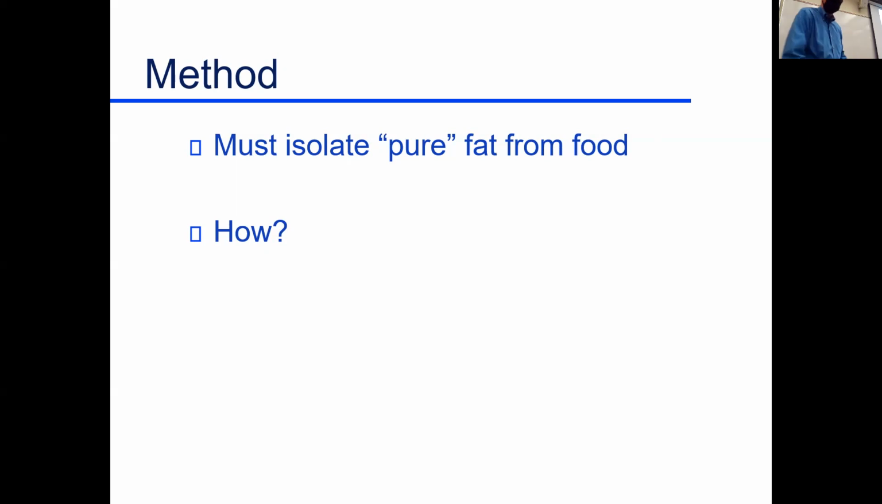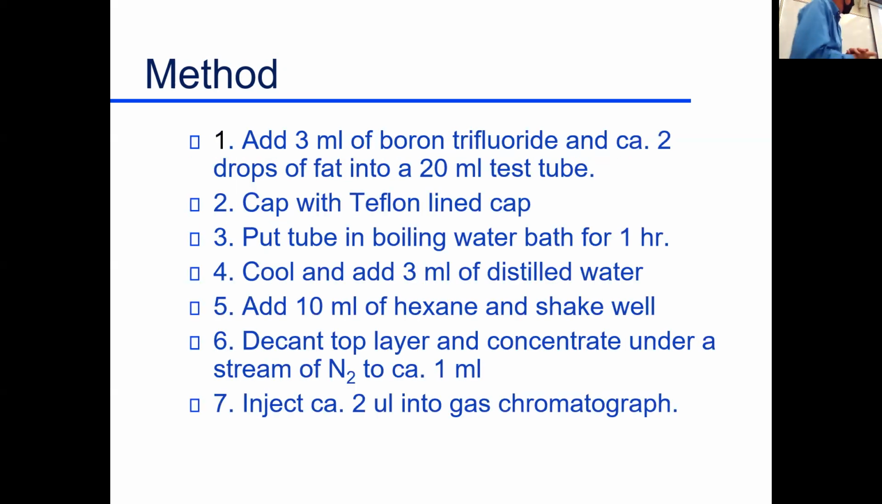We have to start out by isolating pure fat from the food. We have to separate that fat away from the food before we can do gas chromatography. I don't know how you did it, but you do it by a solvent extraction. So you solvent extracted the food, and you end up with your fat in an organic solvent. Then you probably followed something along these lines.